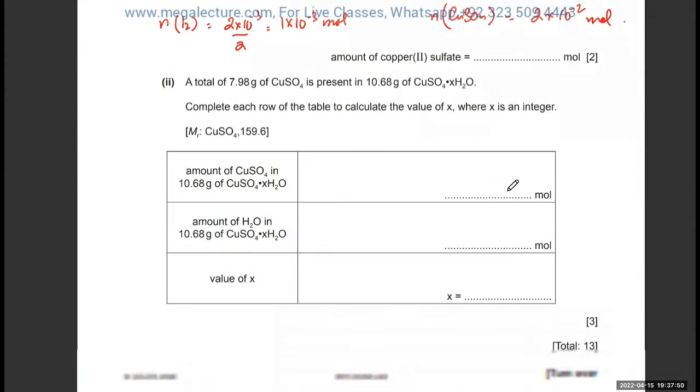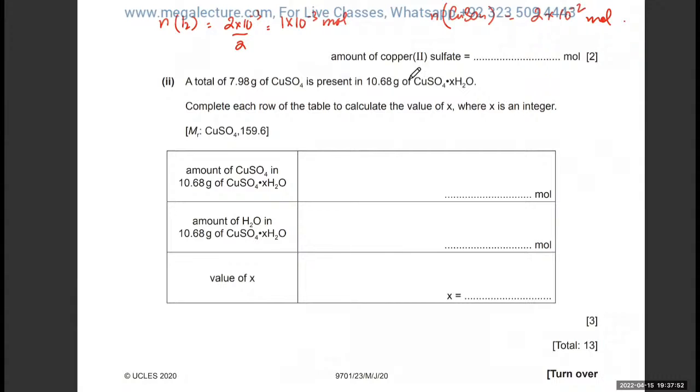Yes. So next one is a total of 7.98 grams of copper sulfate is present in 10.68 grams of hydrated copper sulfate. Complete each row of the table to calculate the value of X. So amount of copper sulfate in moles: divide by Mr. It's going to be 7.98 divided by copper sulfate, which is 63.5 for copper plus sulfur 32 plus 16 times 4. And you'll find the moles. What do you get for this? 0.05.